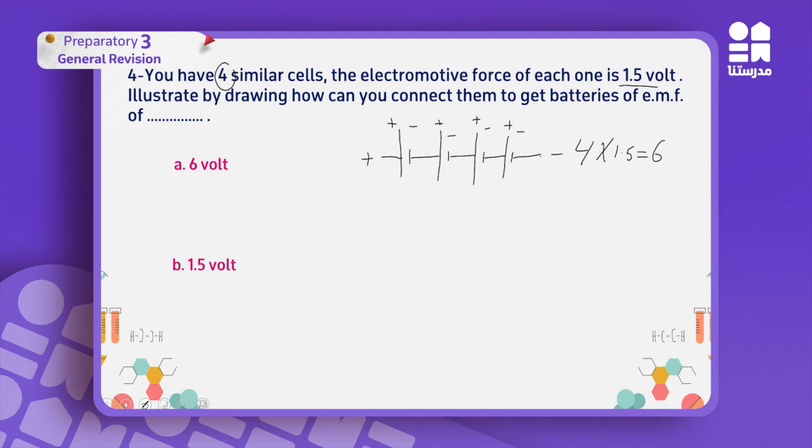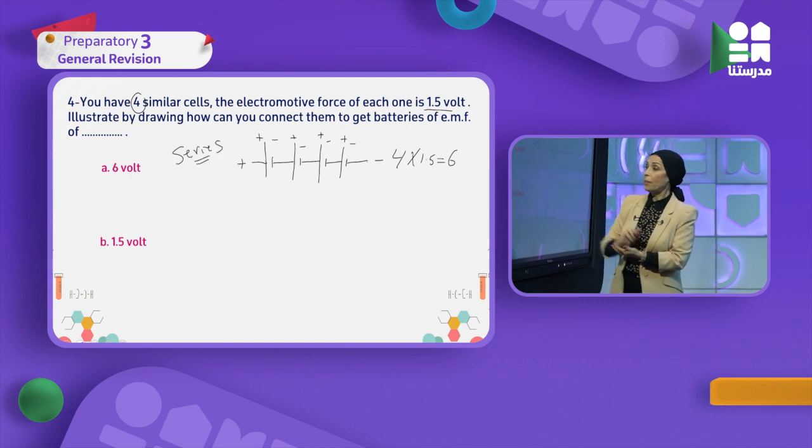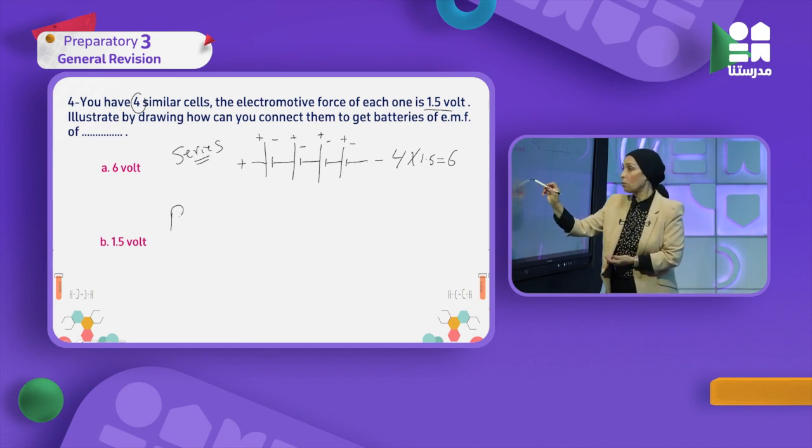طيب how can I connect the 4 batteries to get 1.5 volt ال EMF total بتاعي؟ يعني دلوقتي انا I decrease the volt, so I will connect them in parallel. هنا دي اسمها series. لو طلب مني اكتب النوع يبقى ده series. طب here I'm going to connect them in parallel connection. Parallel.